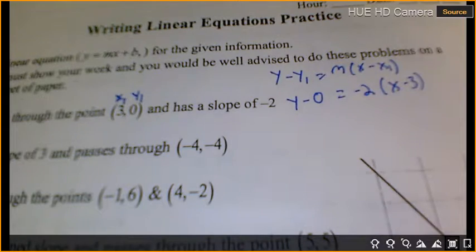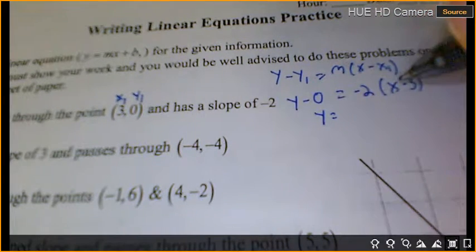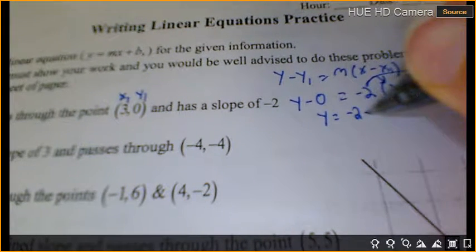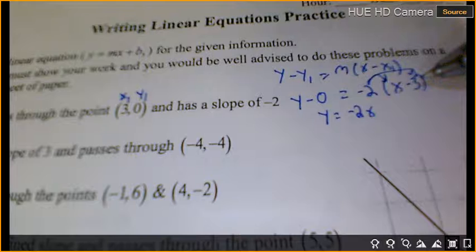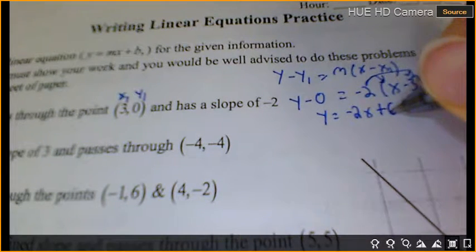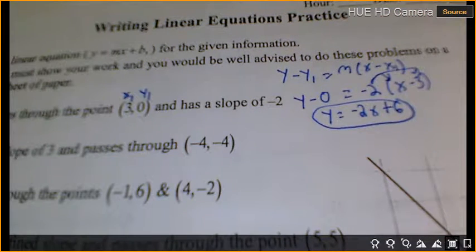Okay, y minus 0 is y. We're going to distribute the negative 2. So we get negative 2x. A negative times a negative is a? And 2 times 3 is? 6. Negative 2x plus 6 is our answer. That is it.